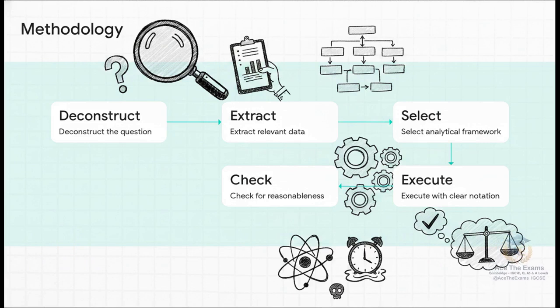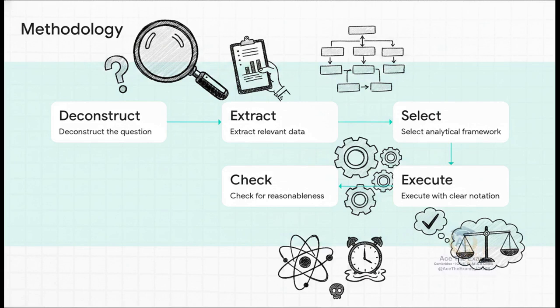Step 2, extract relevant data from the texts and tables provided. Step 3, select your analytical framework. You have to decide, do you need the exponential decay equation right away, or do you need to calculate the decay constant first? Step 4, execute systematically using super clear notation. And step 5, check for reasonableness.